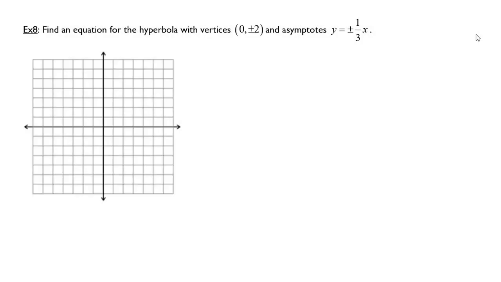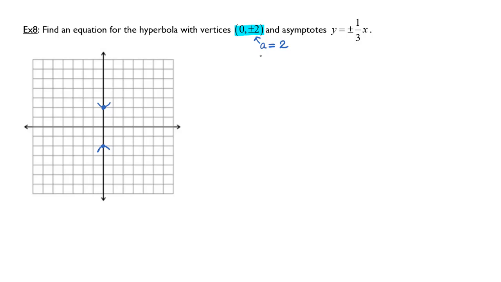In this example, we're asked to find an equation for the hyperbola with vertices at 0 plus or minus 2 and asymptotes y equals plus or minus 1/3 x. We're going to start with the vertices because they're extremely helpful. I know that my vertices will be at 0 plus or minus a. That means a equals 2. That also tells me that my vertices will force hyperbola pieces to open upwards and downwards.